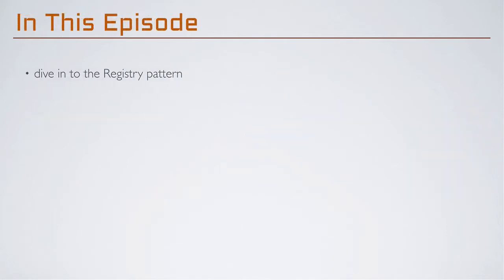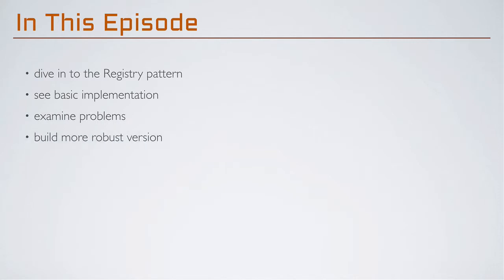We'll jump right into the code and look at the registry pattern in JavaScript. We'll see what it takes to get a very basic implementation off the ground. We'll take a look at some of the problems that this basic implementation has. We'll see a more robust implementation that can be reused easily. And we'll look at ways that this pattern can be used to create other patterns, such as events, like I mentioned.